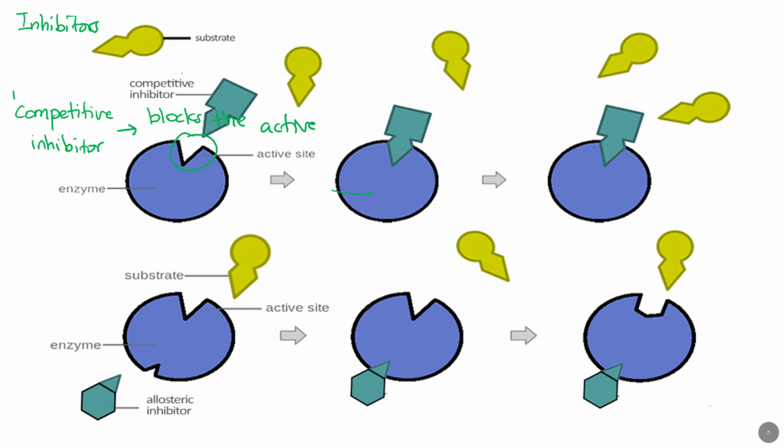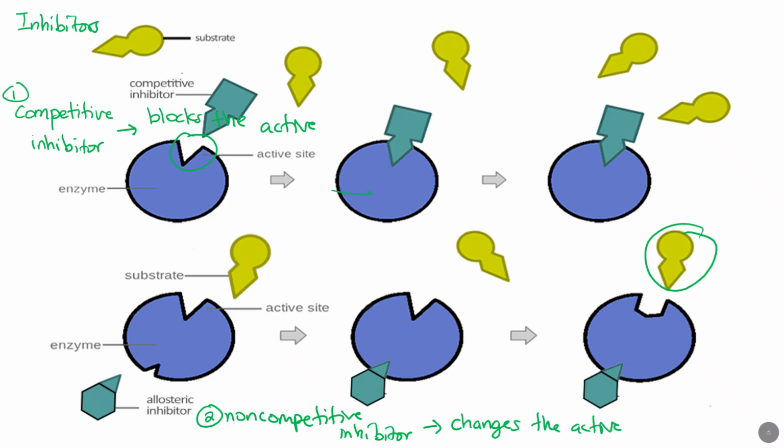The second type would be our non-competitive inhibitor. This non-competitive inhibitor doesn't fight for the active site, but instead it binds to a different spot on the enzyme and changes the active site so that the substrate no longer matches the active site shape and can no longer bind to it, thus making the enzyme non-functional essentially.